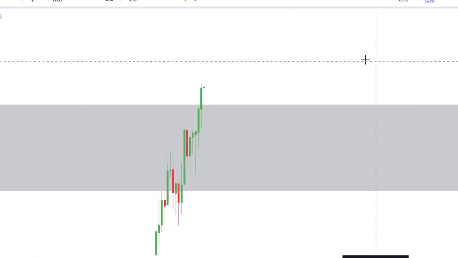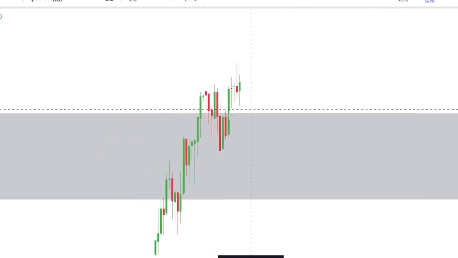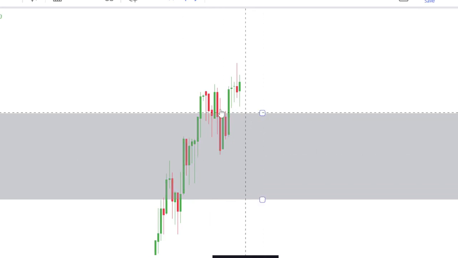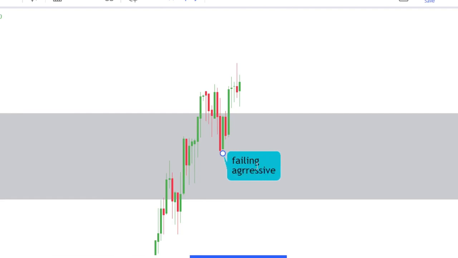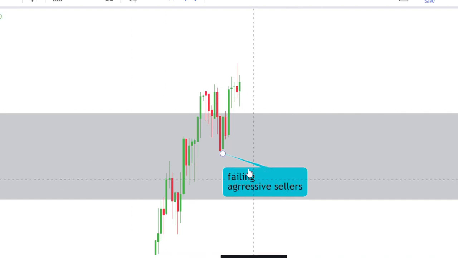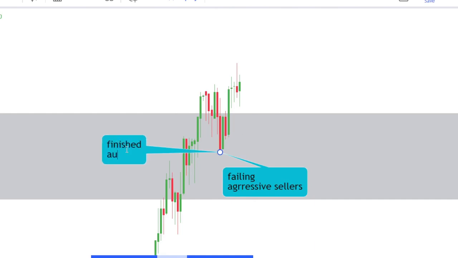So what actually happened? If I play price on, what we saw over here at around, I think this was 10:15 AM Eastern time, is we've seen aggressive sellers that haven't been rewarded, right? So you see failing aggressive sellers, hence why we see a negative delta. And we see a finished auction, right? So this is a finished auction.